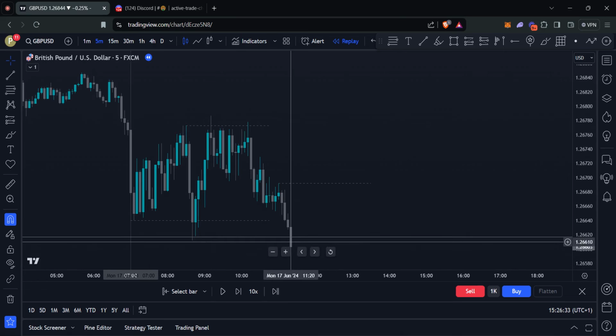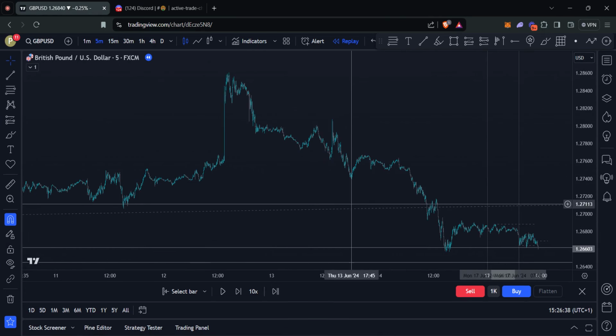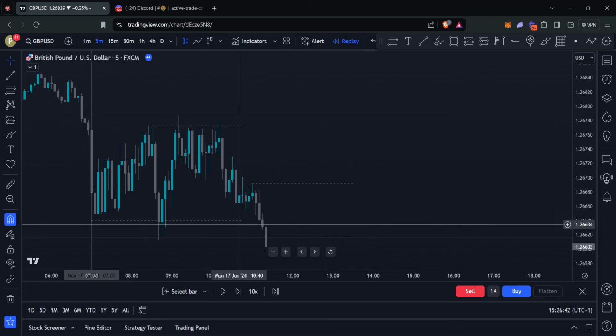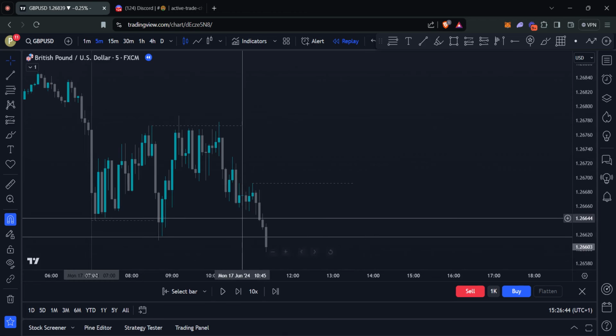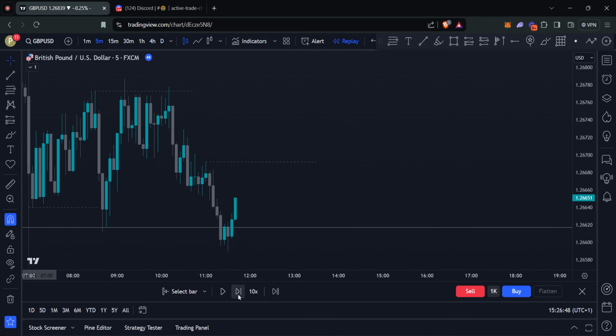Price has come and tapped into the order block, swept the Asia low, as well as swept this trendline liquidity, inducing into the order block. Everything is done. The hard work has been done. We've now framed up the trade, and all we're simply waiting for is that market structure shift.